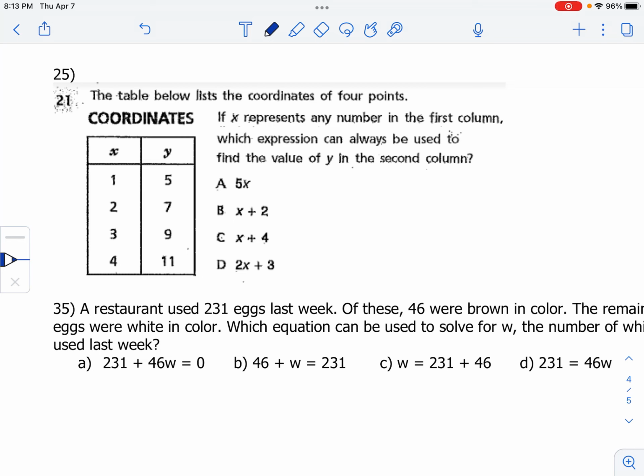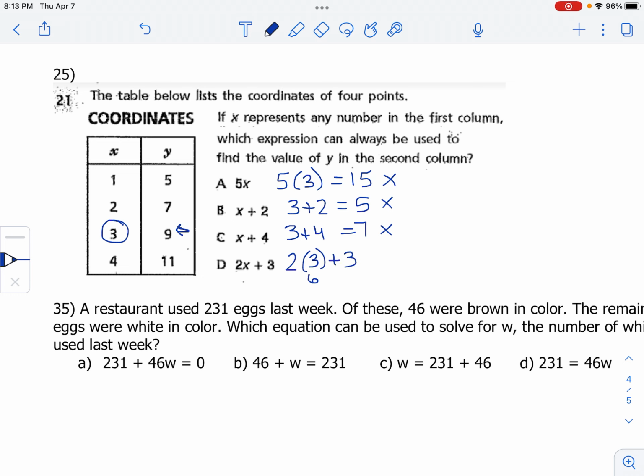All right, here again, I would suggest using some substitution. So let's take X is equal to 3 and substitute it in. We want to find when is it equal to 9, or which one of these options here will it equal 9 when we put 3 in for X. All right, so I'm going to do 5 times 3. 5X means 5 times 3. That's 15. It's not what we're looking for. It's not 9. All right, now we've got X plus 2, so 3 plus 2, that's equal to 5. Also not what we're looking for. Then we've got 3 plus 4, that's 7. Still not what we're looking for. So it should be our last one. 2 times 3 plus 3, well, 2 times 3 is 6, and 6 plus 3 is 9. So it's choice D.